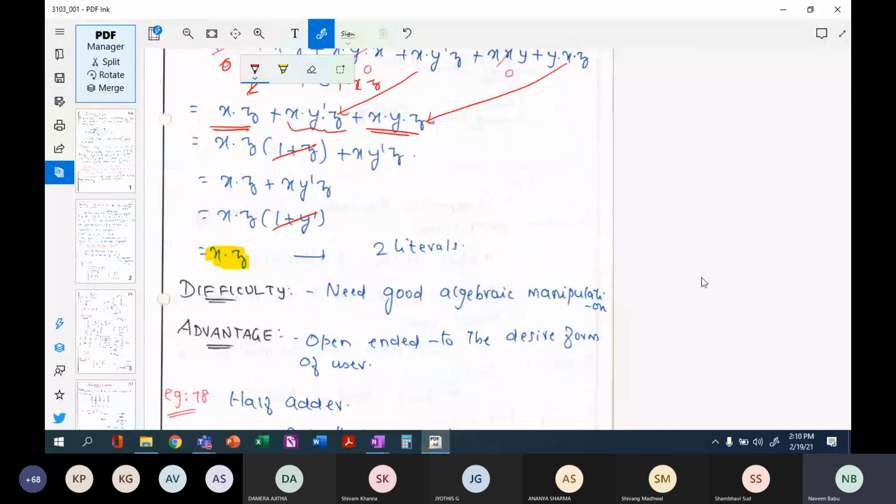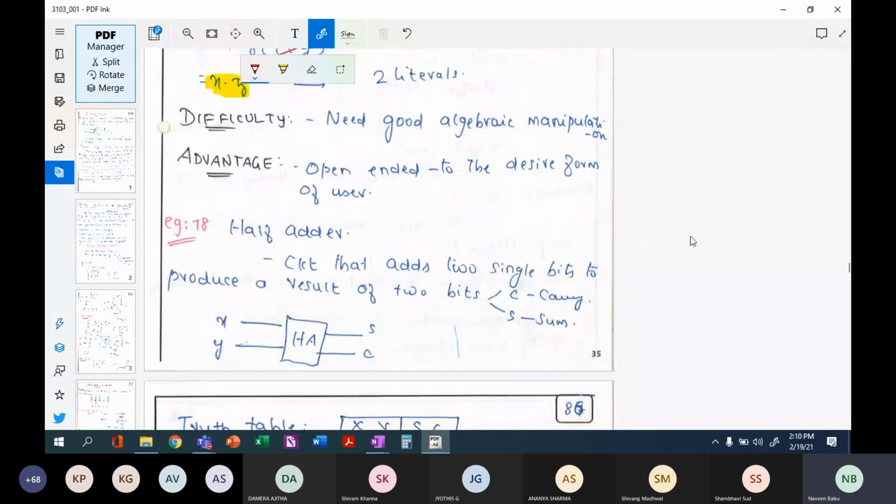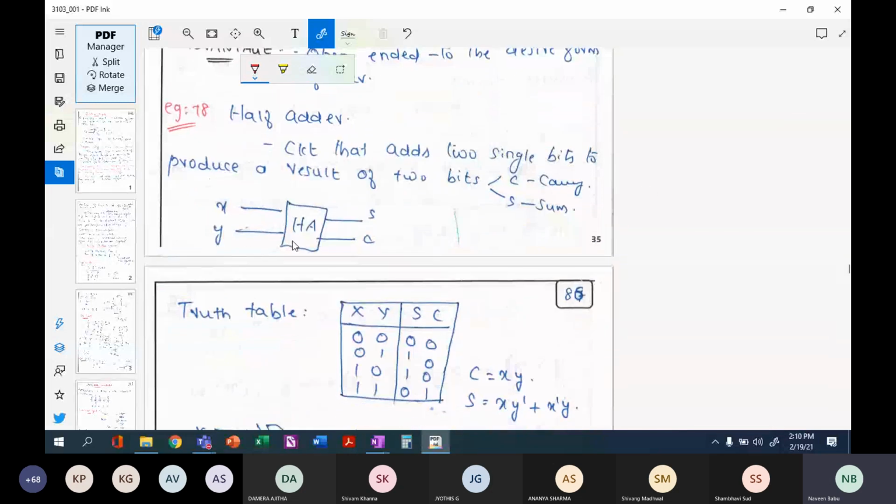Now let's take another example, a very practical example, a half-adder circuit. You have heard this particular term in our labs, half-adder. What is this half-adder? A half-adder is a circuit that will add two single bits, and it will produce two outputs, sum and carry. So the general block diagram of a half adder is given like this.